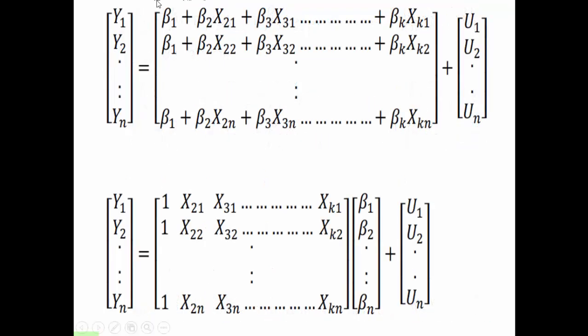We can write it in equation matrix form as well. This matrix shows the matrix of the dependent variable from y1 to yn. This shows the systematic part of the equations with independent variables and the betas, and the last part of the matrix shows the matrix of the error terms. Similarly, we can write this equation in multiplication form, because if we multiply these two matrices through the matrix rules, we will get the same equations again.